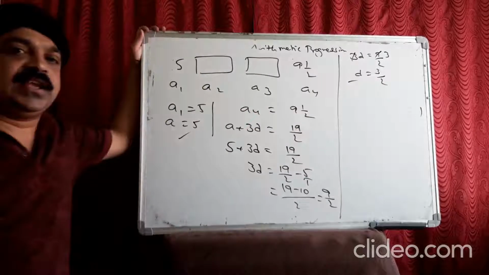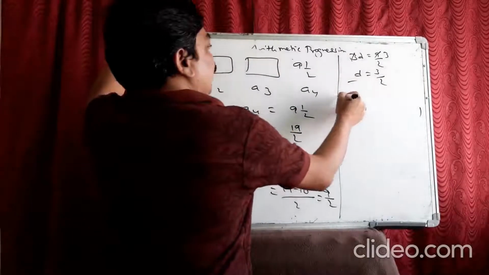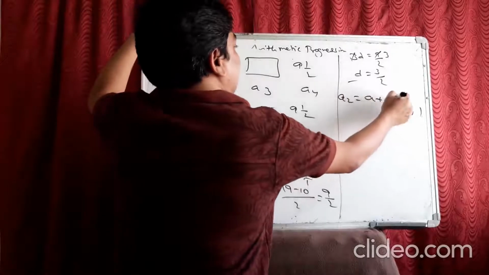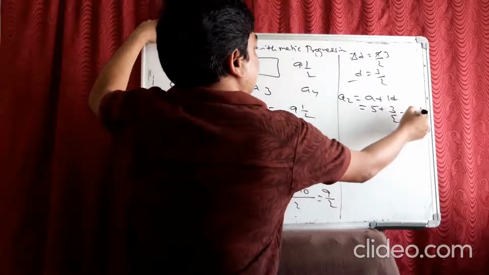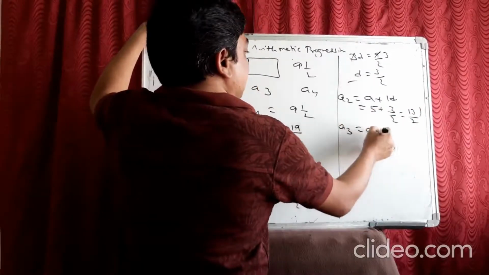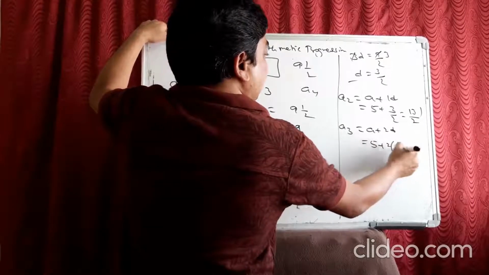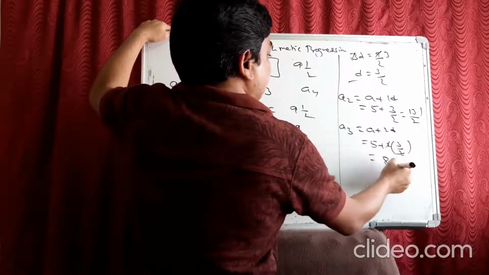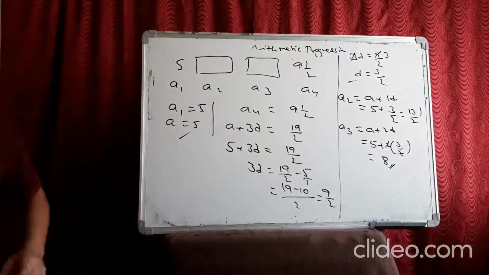When you get the values of A and D, you can do a number of problems. What we need? We need A2, A plus 1D, 5 plus 1D, 3 by 2, 13 by 2, 2 5s are 10. In the same way A3, A plus 2D, 5 plus 2 into 3 by 2, becomes 5 plus 3, 8. Okay? Next question.